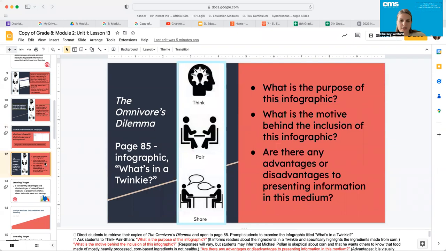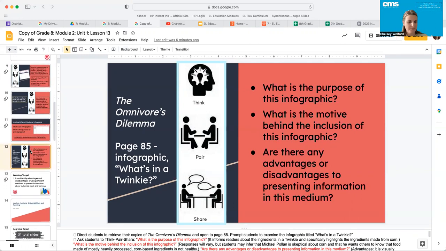So a few more questions, all right? On page 85, there is an infographic and it's called What's in a Twinkie? So I want you guys to go there, and then in your elbow partners, you're going to discuss these 3 questions. What is the purpose of this infographic? What is the motive behind the inclusion? Why put this in the book? Are there any advantages or disadvantages to presenting the information this way in this medium? Okay, so go ahead and pause the video. I want you guys to look at that infographic, talk through these questions, and then come back to me when you're ready to move on.